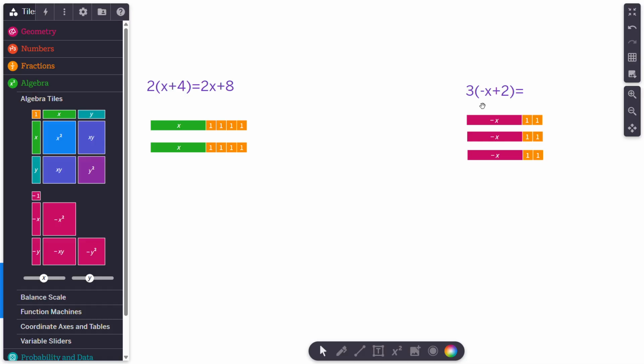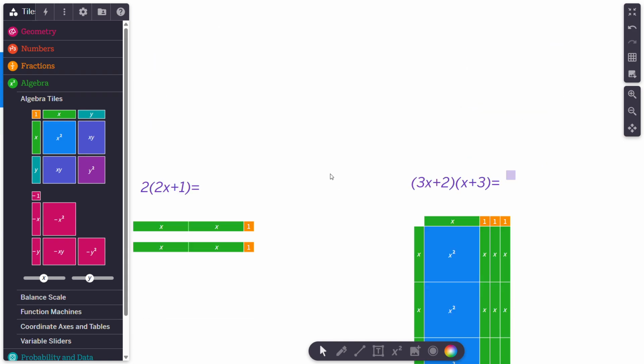This one is telling you that you have three quantities of negative x plus 2. So I used a negative x with two positives, and then times 3, so there's 3 of them. Now, just like we did in the last one, we add together like terms. There are 3 negative x's, so you have negative 3x, and then there are 2, 4, 6 ones, so plus 6. Negative 3x plus 6.